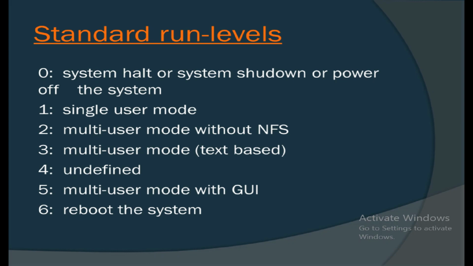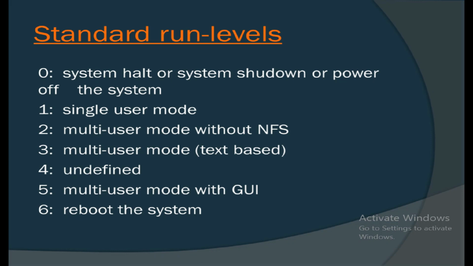The next run level is 1. This is single user mode. It is mostly used for maintenance of the system, like troubleshooting the operating system, and we can use it as the safe mode of the system. The next run level is 2. Run level 2 is a multi-user mode, but it has no networking. It is like safe mode and only available for the command prompt. The best example for this multi-user mode without NFS is Debian systems. Debian systems run on the standard run level 2.